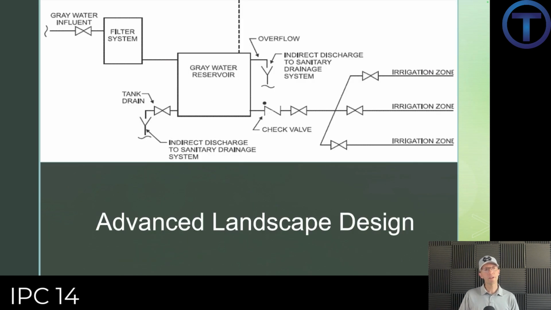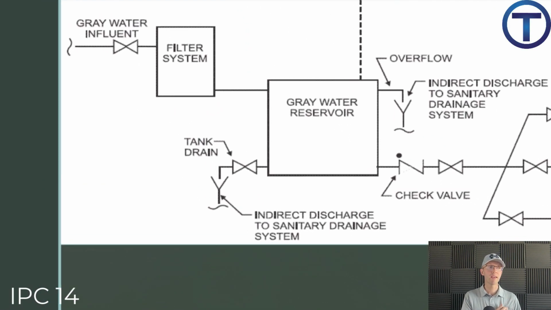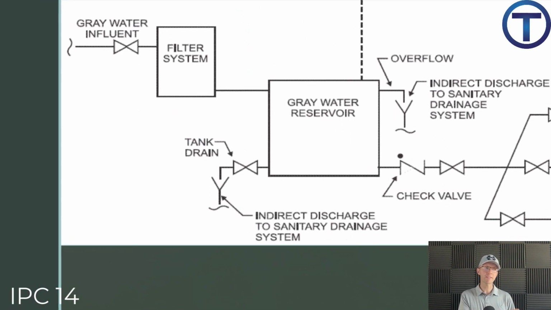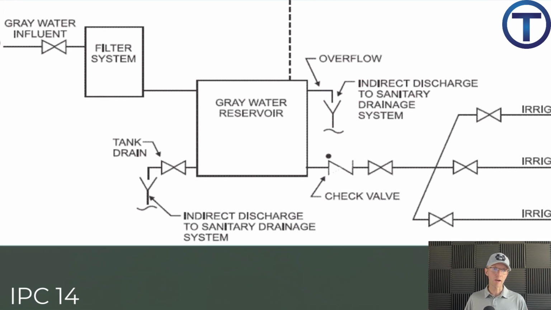Here's a quick diagram we can look at. This is a little more complex than just running it through a pipe and letting it out in the yard. But this could also have some really great applications for irrigation, right? There's gray water coming from the house on the left, goes through a filter. Let's get the hair off on this system. Then it dumps into a reservoir. Once it's in the reservoir, we do have the option to dump that if it overflows into the sanitary drainage system. If we're getting too much water and the irrigation doesn't need that, we just dump it into the sanitary, right? But otherwise, we send it out.